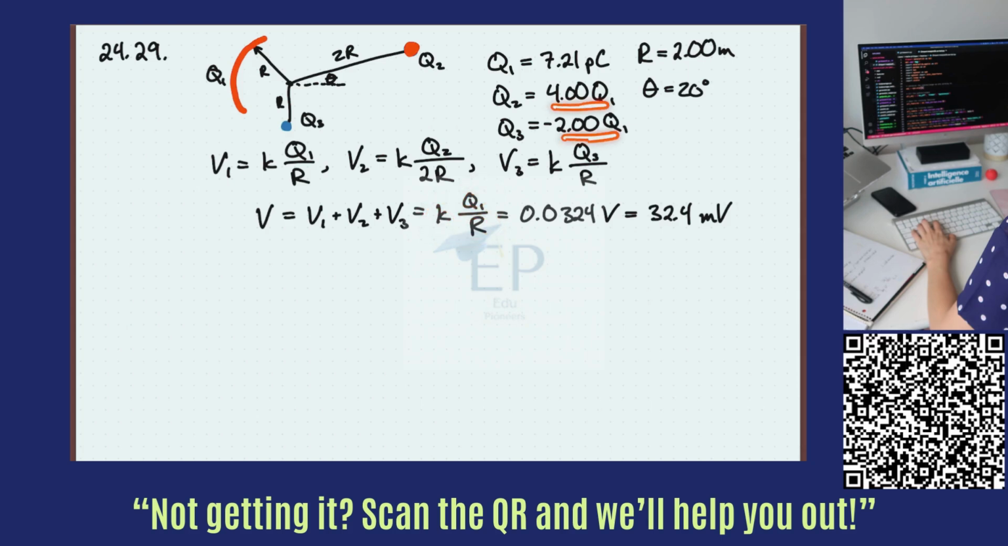Okay, just using these expressions here, I'm doing a little algebra, and plugging in our values, we wind up with about 32 millivolts, or 32.4 millivolts, is the voltage, or the electric potential, right at this point here.